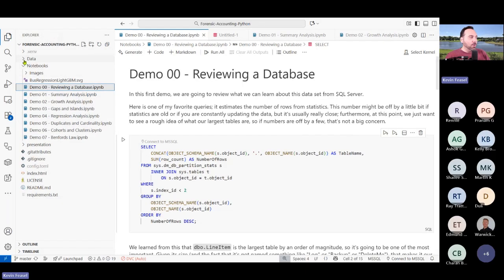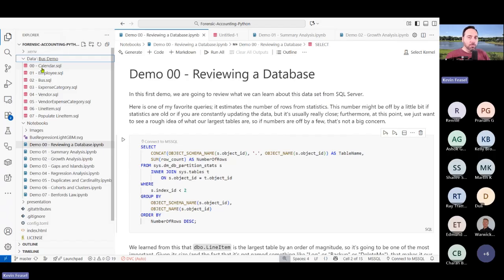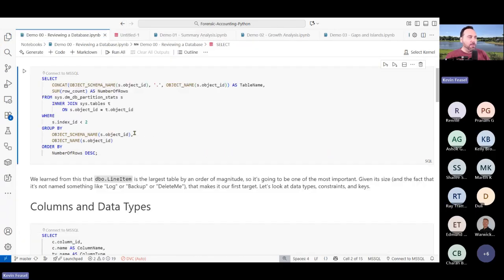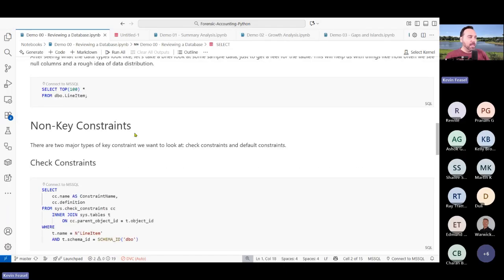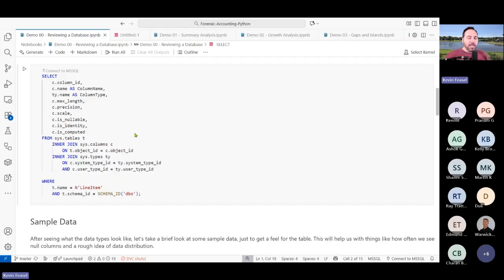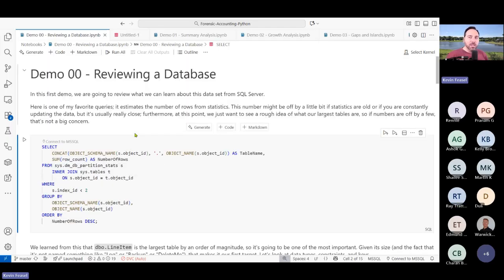In the data folder in here, I do have scripts to build out all of the tables for the database. So you can try it along at home if you so desire. And I even have a few scripts for getting columns, data types, non-key constraints, and so on that I'm not really digging into a lot here, because my assumption coming in is most of you are familiar enough with T-SQL and with SQL Server that you may get something out of this, but you're probably going to get a lot more out of the Python part of the house.